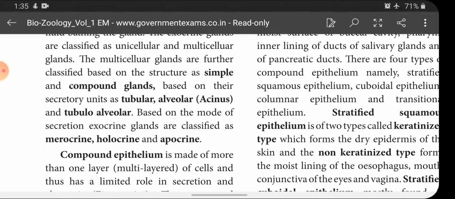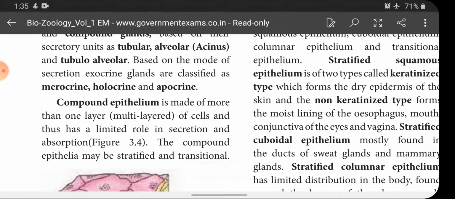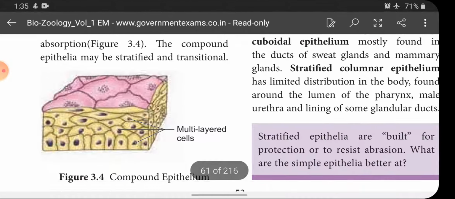Then, compound epithelium is made of more than one layer of cells and thus has a limited role in secretion and absorption. The compound epithelia may be stratified and transitional. So far we have seen simple epithelium, made up of a single layer of cells. Now we are entering into compound epithelium, which is made up of more than one layer of cells and thus has a limited role in secretion and absorption. Compound epithelia are of two types: one is stratified, another one is transitional.